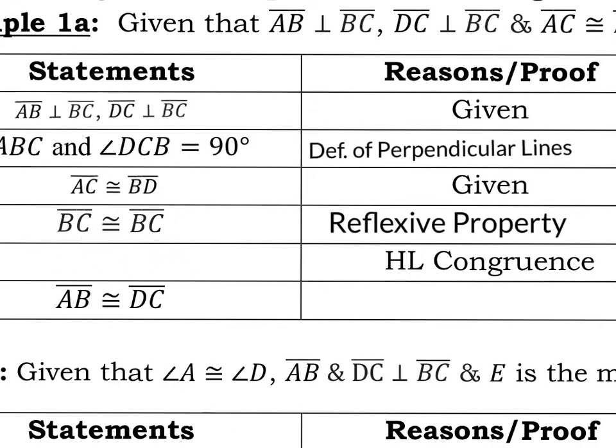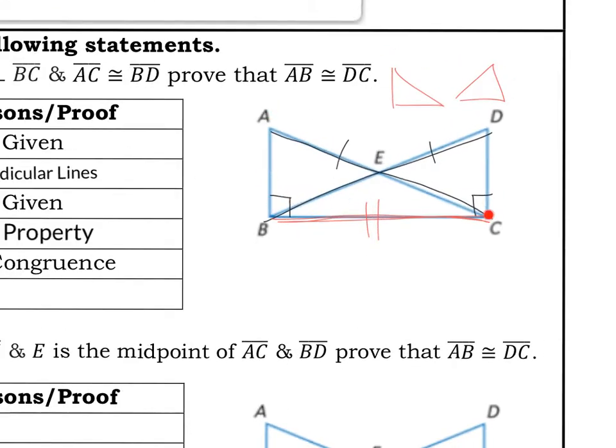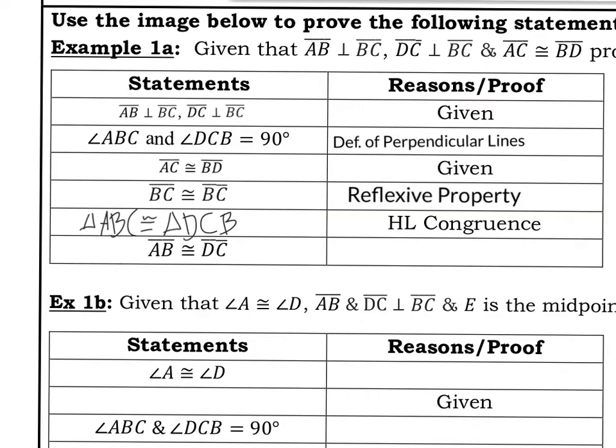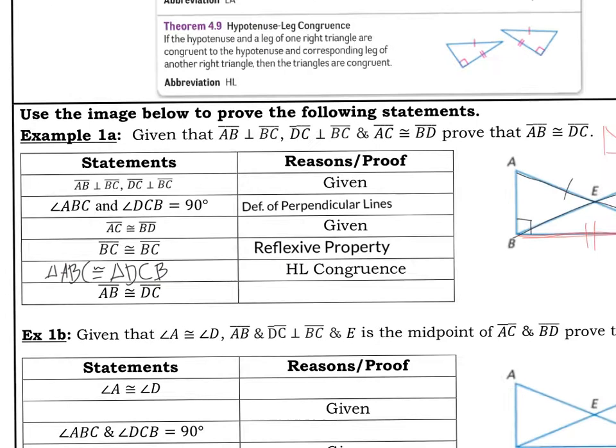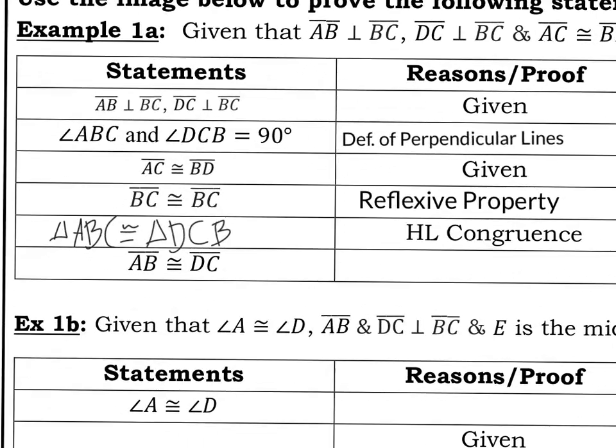What do you know is congruent? I know that triangle ABC, and remember, you have to keep the same order, the corresponding parts, is congruent to triangle DCB. So I know these two triangles are congruent because of the hypotenuse leg congruency theorem, and the last thing you write in your statement is what you're trying to prove, and we're ultimately trying to prove that AB is congruent to DC.